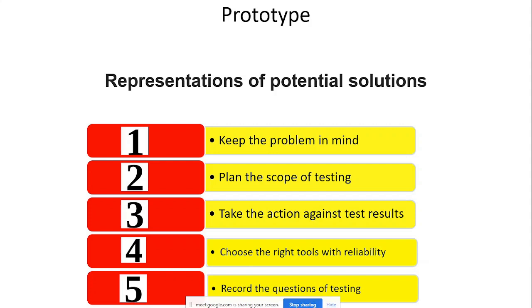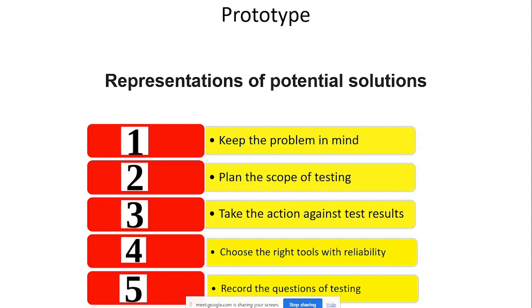This also has five steps. The first is to keep the problem in mind. Every engineer should keep the problem in mind. After getting the problem, he plans the scope of testing. After producing the part, how do I test the product? After that, take action against the test results. I may conduct the test, and from this test I may get different solutions. The solutions may be a problem, so take action against those test results. These are all important facts on the industrial shop floor also.